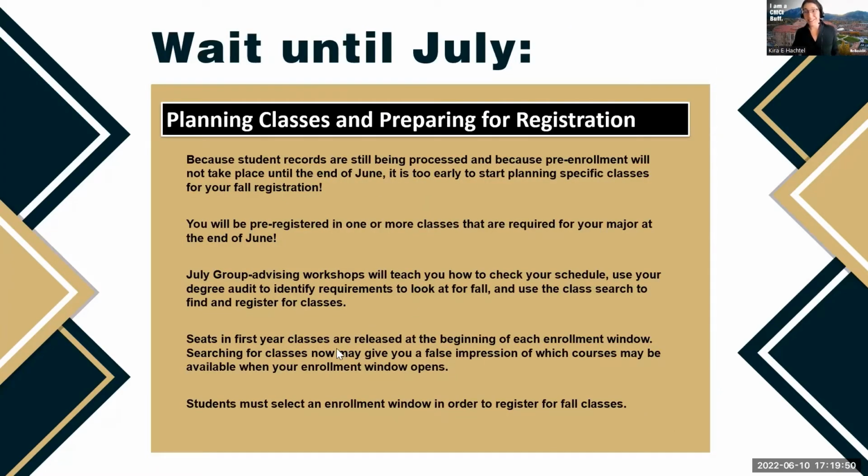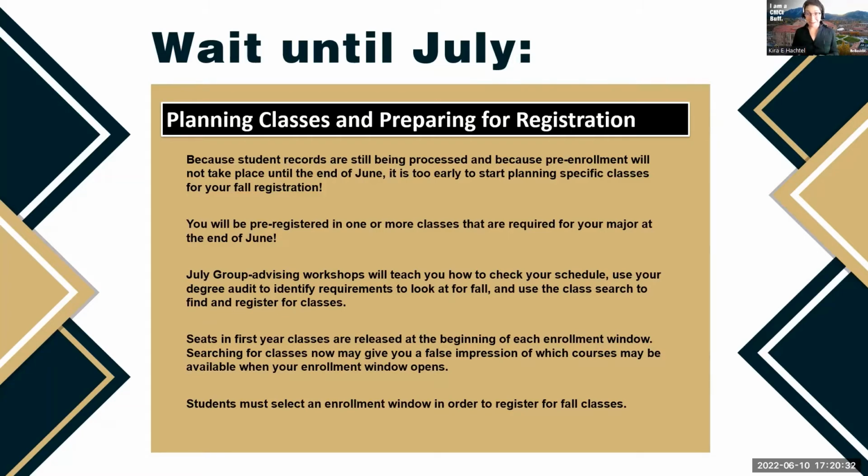Here are some things that will need to wait until July. Mainly, planning classes and preparing for registration. Because at this point in the summer, student records are still being processed, and also because pre-enrollment for CMCI classes will not take place until the end of June, it is too early right now to start planning specific classes for your fall registration. You will be pre-enrolled in one or more classes that are required for your major at the end of the month of June, and that information will shape which classes you want to plan to register for during your enrollment window in July.